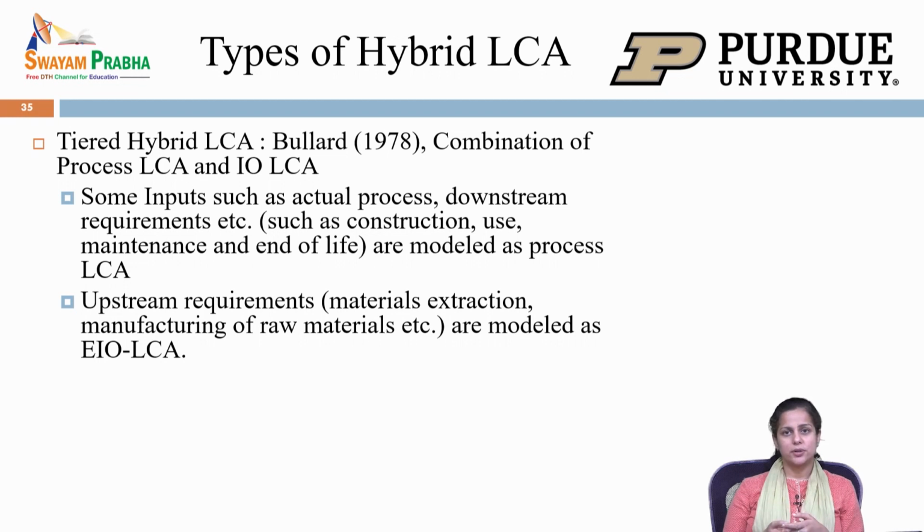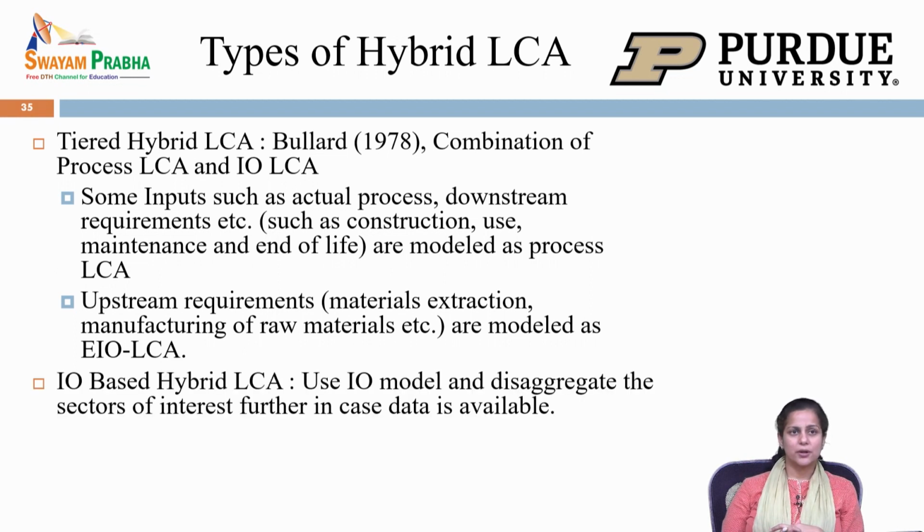are modeled as EIO LCA, because we might be buying a piece of equipment and we do not know the exact process by which that piece of equipment has been manufactured. So, in that case what we will do is we will go to the economic model and just look for the final demand from the equipment manufacturing sector and use the input output LCA model to get the impact. And then we combine the information from the process LCA and input output LCA to get the total impact. This process is the tiered hybrid LCA.